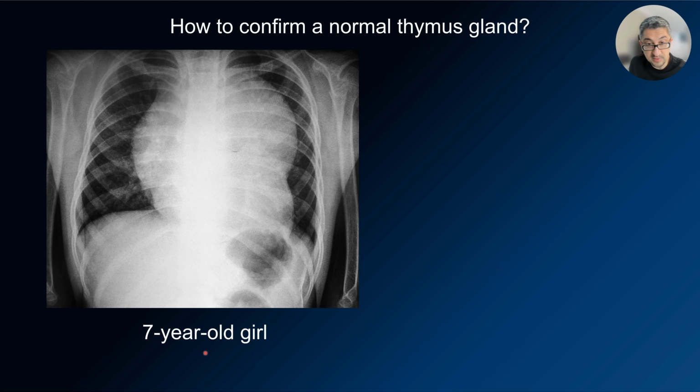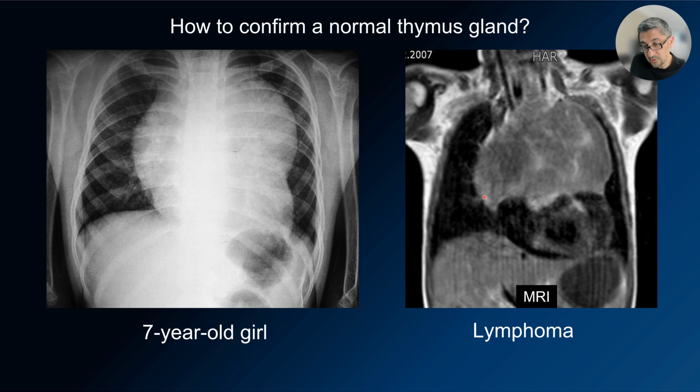Another example, a 7-year-old girl with an enlarged mediastinum. Is this a normal thymus? No, because the patient is too old, over 3 years, and the lateral contour of the thymus is convex. We don't expect to see this at this age, and this actually turned out to be lymphoma involving the thymus.